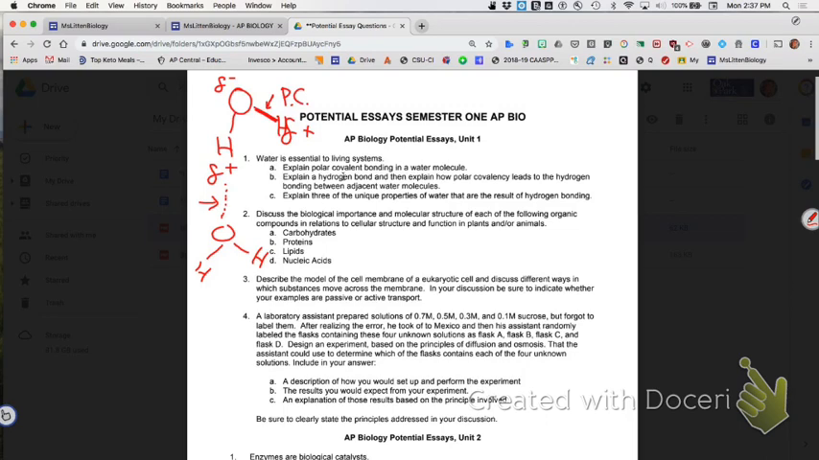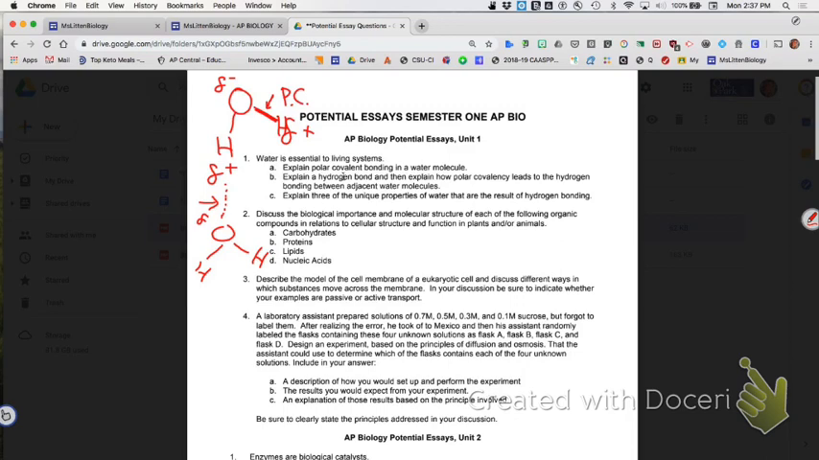And we talked about all the characteristics of water. We listed all of those out, right? And then the biological benefits of each of those characteristics. So here it says, explain a hydrogen bond and then explain how polar covalency leads to the hydrogen bonding between the adjacent water molecules. Because oxygen has a stronger pull on the hydrogen atom that it's connected to in that water molecule, it is partially negative, and it is attracted to the partial positive charge of a different water molecule.